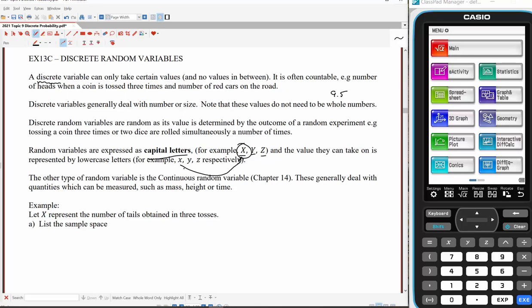So capital X is the random variable, and lowercase x is the values that the random variable can be. And what they can be will depend on what we're looking at. So Y would match up with y, Z would match up with z. The other type of random variable is the continuous random variable, and we do them in chapters 15 and 16 actually. These generally deal with quantities which can be measured, such as mass, height, or time. Okay, so continuous things.